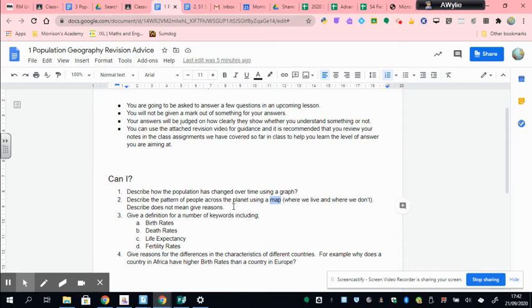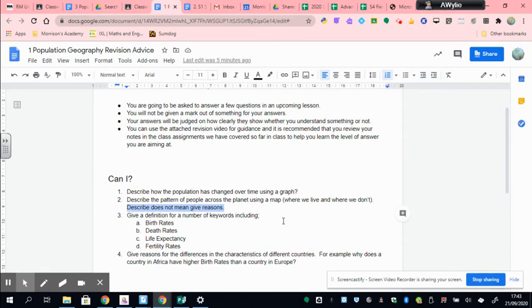So it's going to show you where there are lots of people and where there are very few people. Okay? And you are going to have to describe the pattern. Now, once again, that word says describe. That word does not say explain. So you are not being asked to give reasons for why lots of people live in some places of the planet and not others. You just have to say where they are.